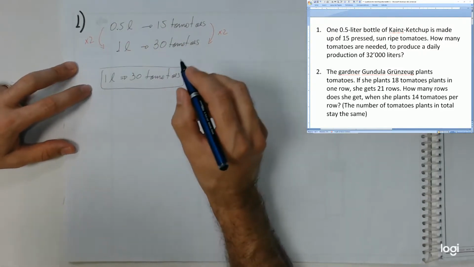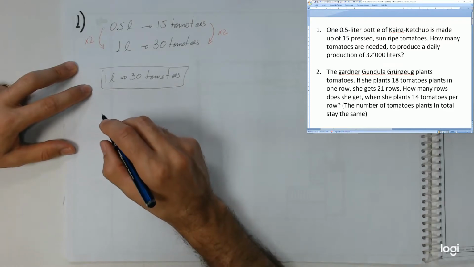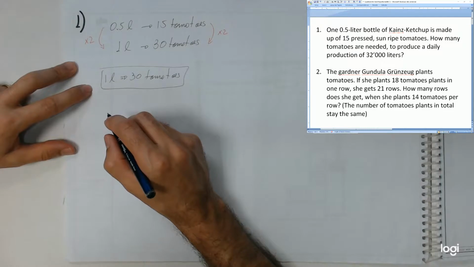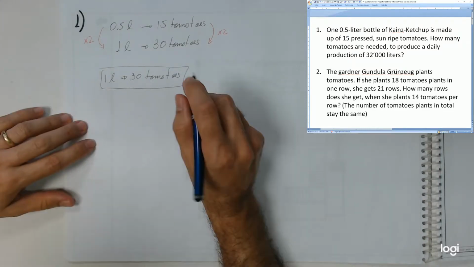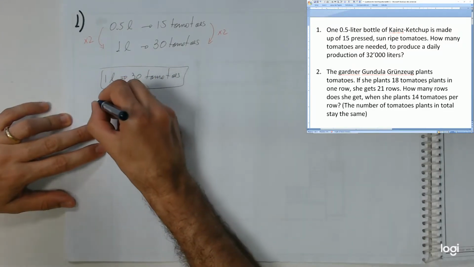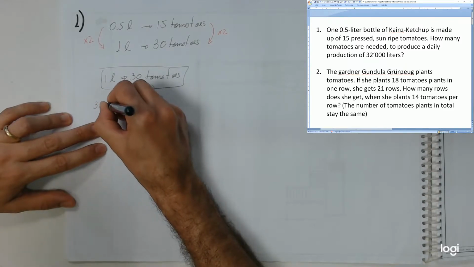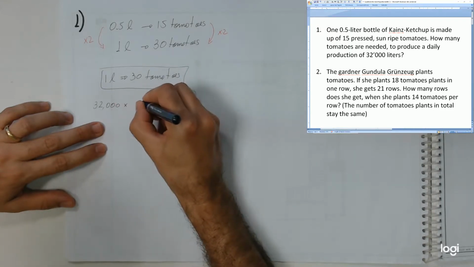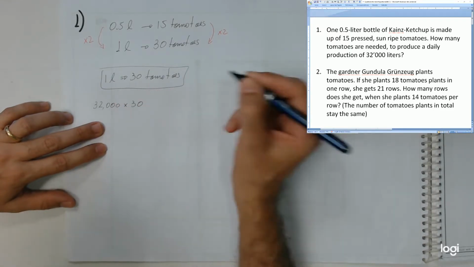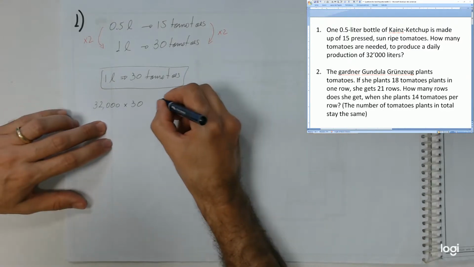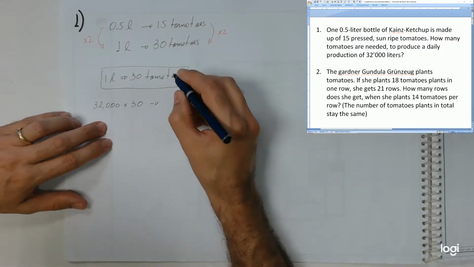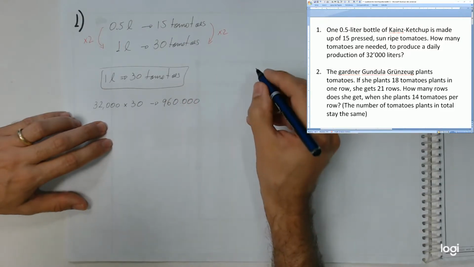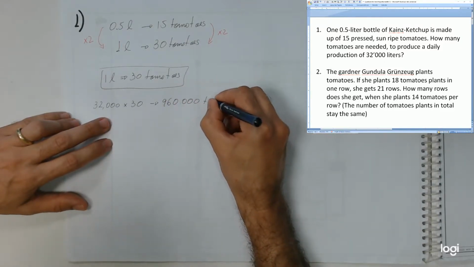Having that, how many tomatoes are needed to produce a daily production of 32,000 liters? Well, for each liter it is 30 tomatoes. If we have 32,000 liters, we just have to multiply by 30, okay? And this would be, just like you said, 960,000 tomatoes.